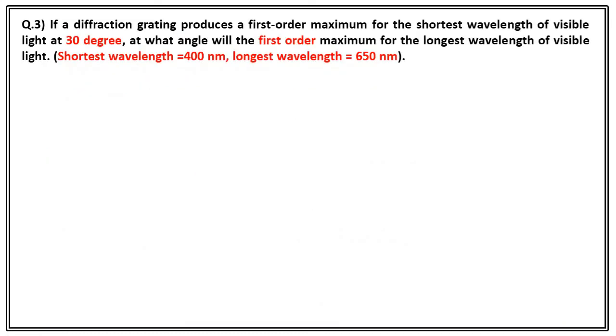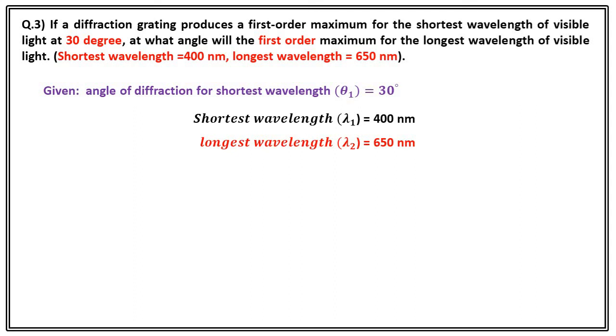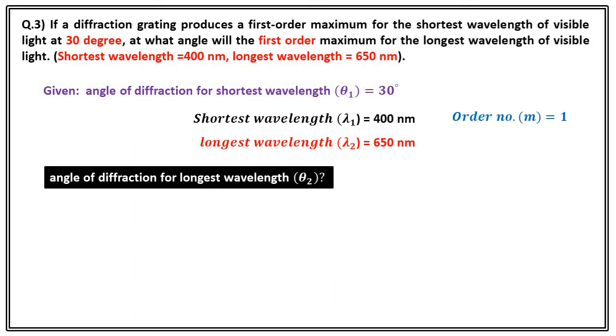If a diffraction grating produces a first order maxima for the shortest wavelength of visible light at 30 degrees, at what angle will the first order maxima be for the longest wavelength of visible light? It is a very easy problem related to the grating. Let's work it out. What is given? The angle of diffraction for the shortest wavelength, the longest wavelength, and the order, and I have to find the angle of diffraction for the longest wavelength. Now we know the condition for maxima, (a plus b) sine theta equals m lambda.